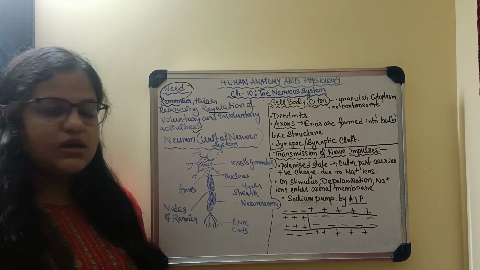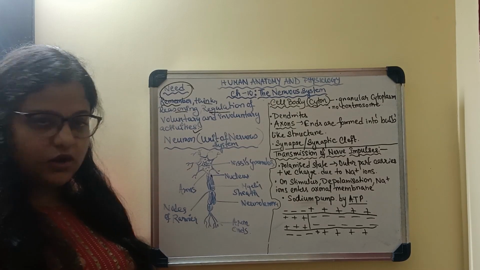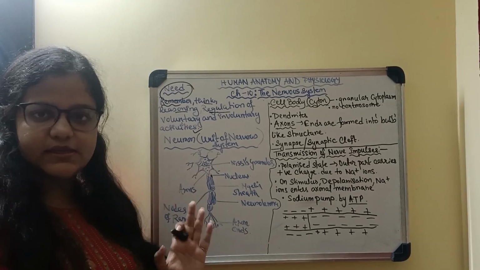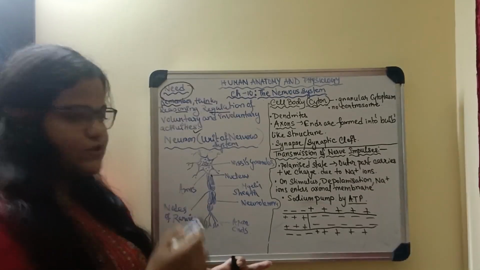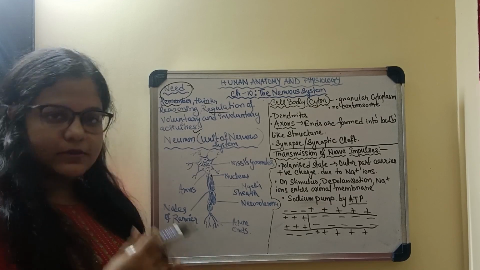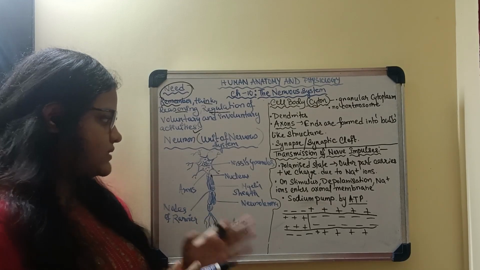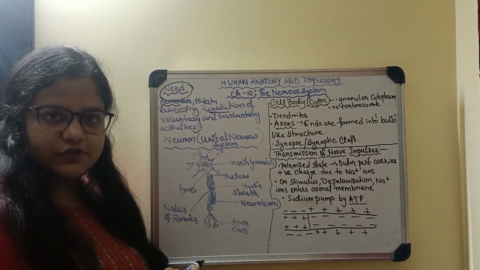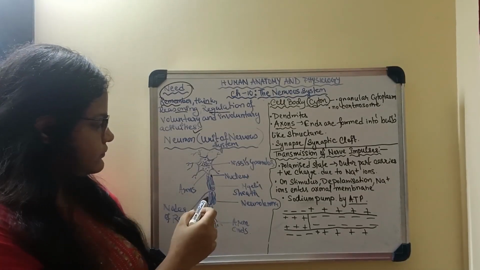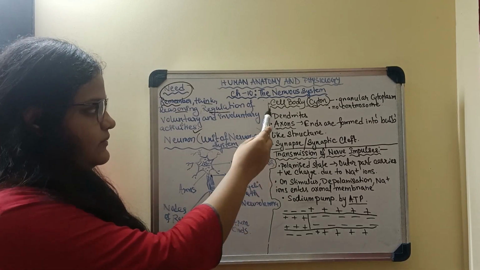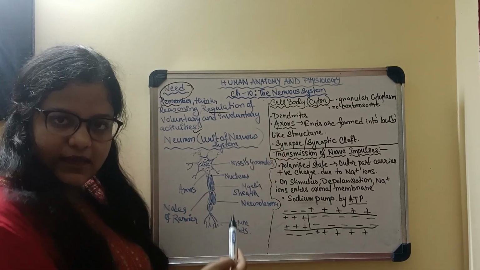Now, what are neurons? Neurons are the smallest cell, or the simplest unit, of the nervous system. It is just a single cell. The structure of a neuron is a little different from a normal animal cell. So, let us first discuss the structure of the neuron. It consists of three main parts: the cell body, the dendrites, and the axon.